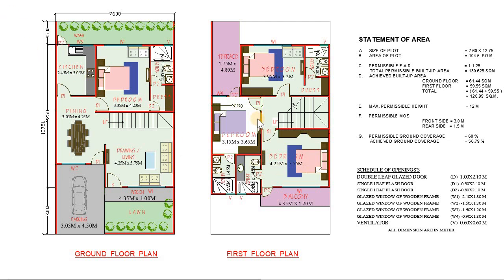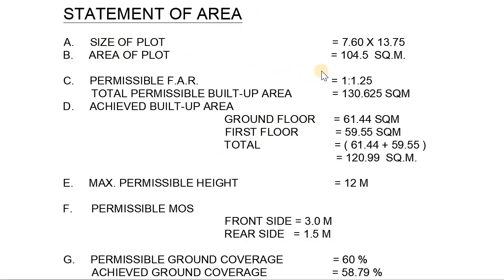So today's video is about the north facing house plan layout where the plot size is 25 by 45 feet. Before going into design detail, let's discuss the statement of area. The size of the plot in meters is 7.6 by 13.75, where the area is 104.5 square meters. The total permissible FAR we have is 1:1.25 and the total permissible built up area is approximately 130.625 square meters.